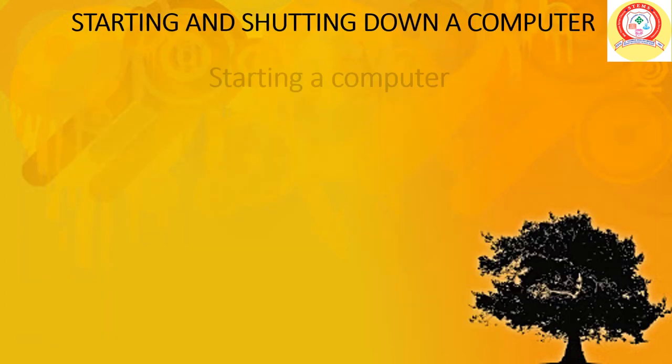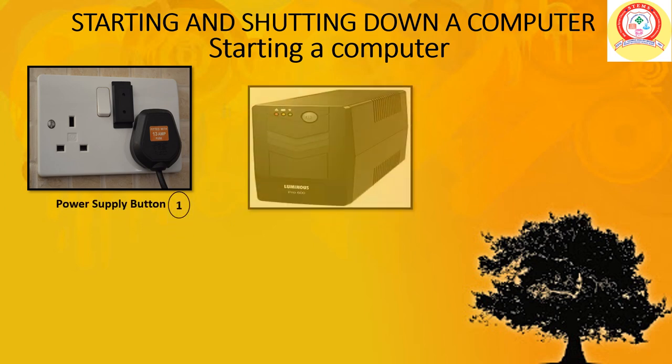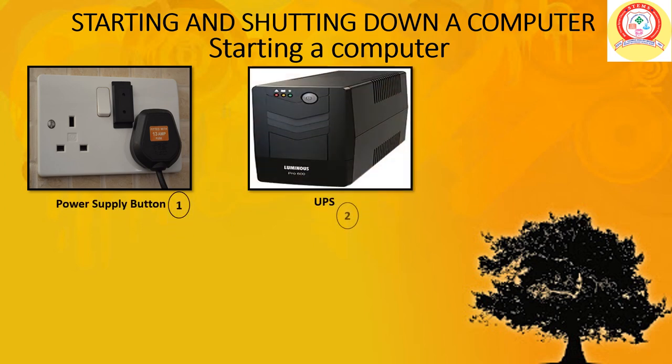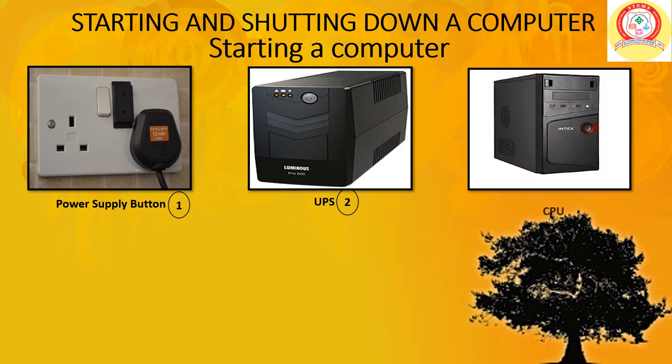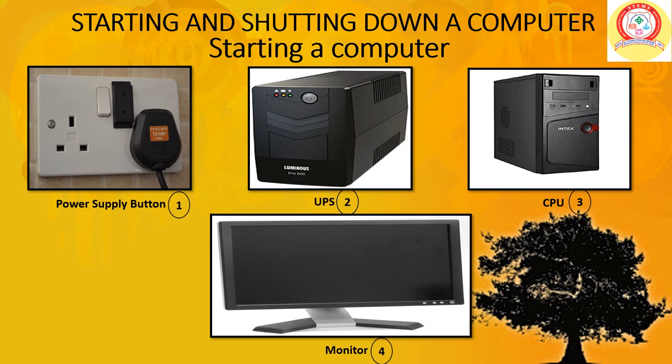Now, children, let's study how to start and shut down a computer. First, we will study how to start a computer. There are four steps to start a computer. The first step is to switch on the power supply button. The second step is to switch on the UPS button. The third step is to switch on the power button on the CPU cabinet. And the fourth step is to switch on the monitor button.